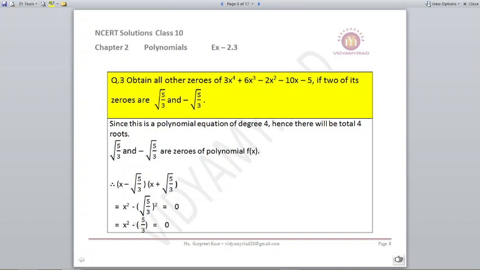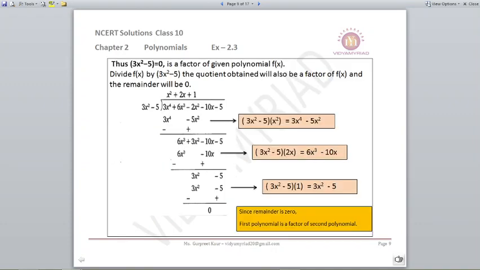Now how to find that? We will put it into the formula of x minus alpha and x plus beta. Since one root is minus root 5 upon 3, we will put x minus root 5 upon 3 and x plus root 5 upon 3. So this is in the form of a square minus b square. You got x square minus 5 upon 3 is equal to 0, which means 3x square minus 5 equal to 0, which is a factor of the given polynomial.